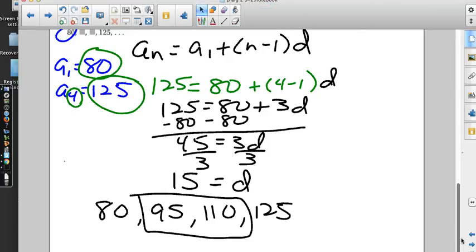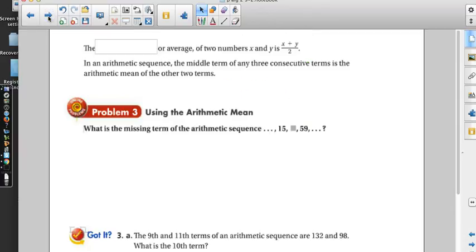So we use the formula to find D. And like I said, some of you, I'm sure, looked at that and did the math right away in your head and knew what they were going up by. But we can't do that. What we have to do is show our use of the formula. So the more we use it, the better we'll get at it.